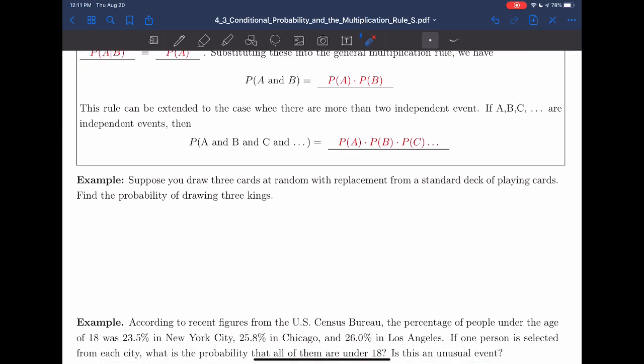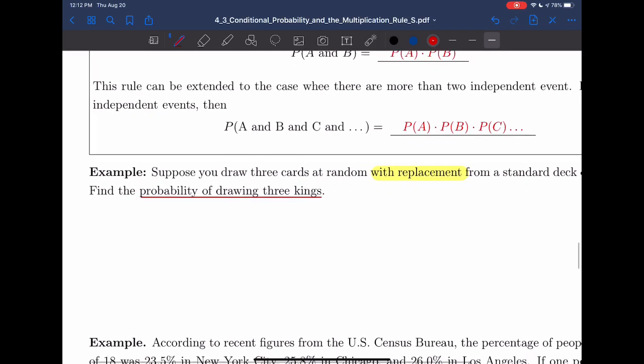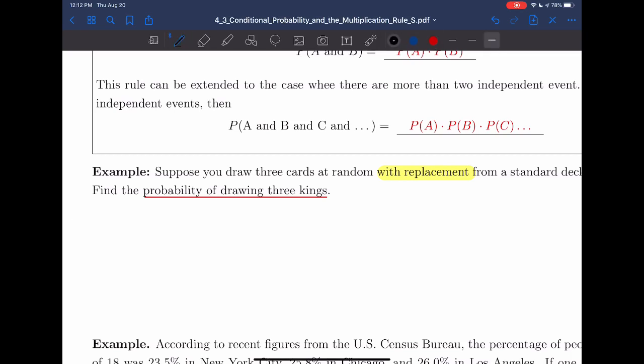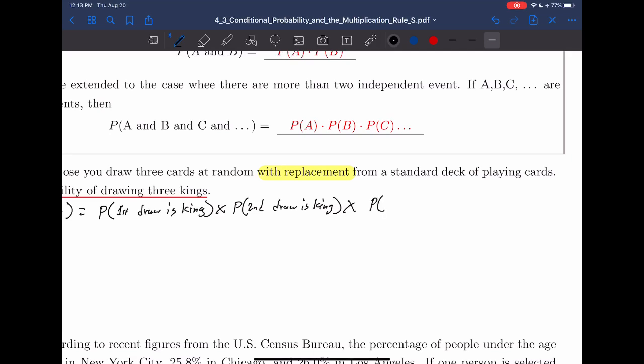For example, suppose you want to draw 3 cards at random with replacement, and this is the key thing, because with replacement kind of tells you that you're dealing with an independent event. So let's say you want to draw 3 cards at random from a standard deck of cards, and you want to find the probability of drawing 3 kings. So we're going to use the multiplication rule for independent events. So you could say that to find the probability of drawing 3 kings is the same as the probability of the first draw is a king times the probability that the second draw is a king times the probability that the third draw is also a king.